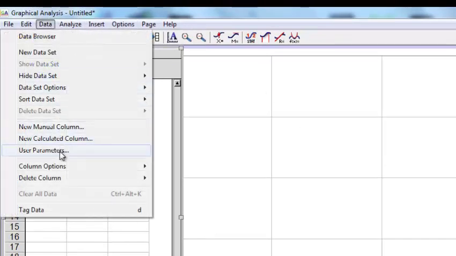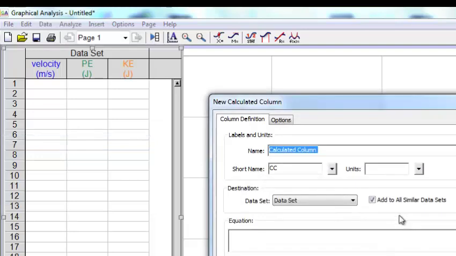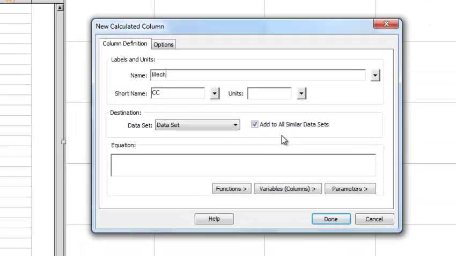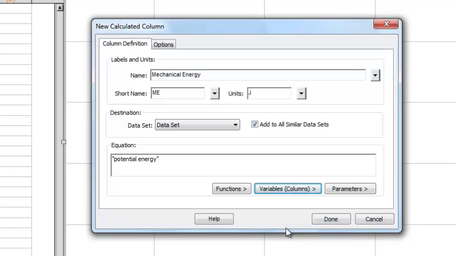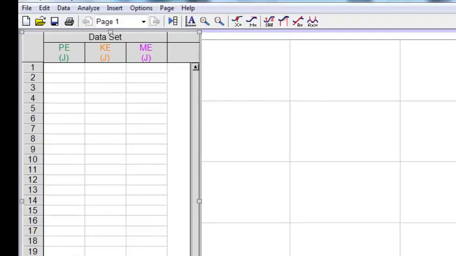Now I've got to make a third calculated column. Go under Data again, get a new calculated column. I'm going to make this mechanical energy. And the equation is just going to be the potential energy that the computer's already calculated plus the kinetic energy. So I'm going to go ahead and pick potential energy plus I'm going to pick kinetic energy. And then the computer will do all the calculations for you, which is very, very nice.